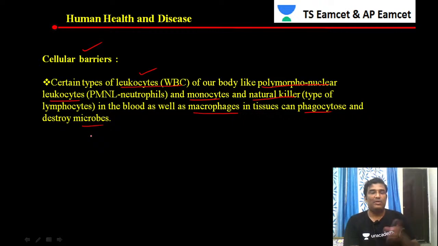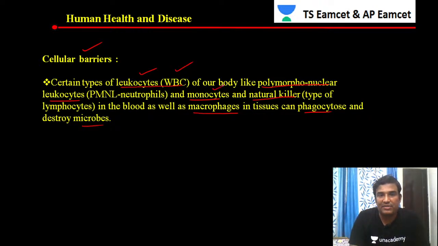So these cellular barriers means some cells in our body are acting against the microbes and killing the microbes. And what are the cells which are acting against these disease causing organisms? The cells like leukocytes in our body, especially the neutrophils, monocytes, and natural killer cells, as well as macrophages, and these all will be destroying the microbes actually.